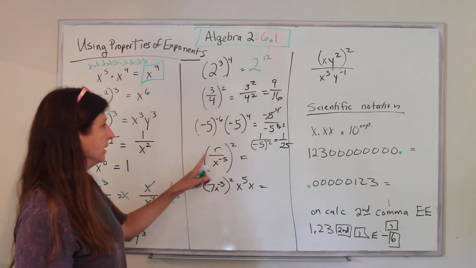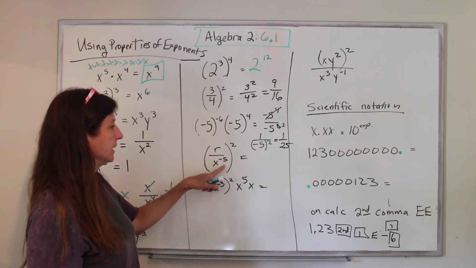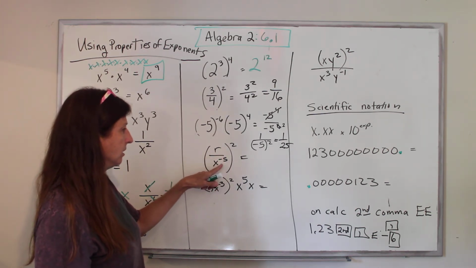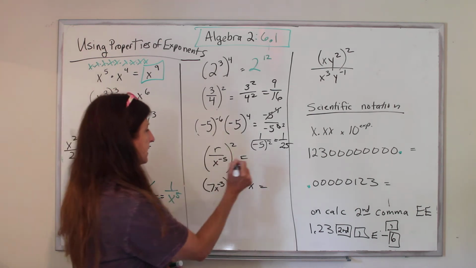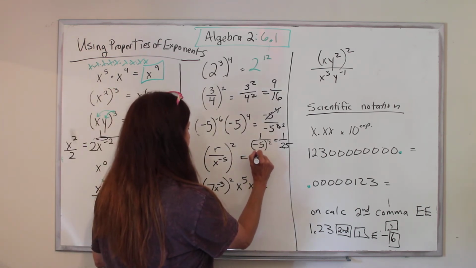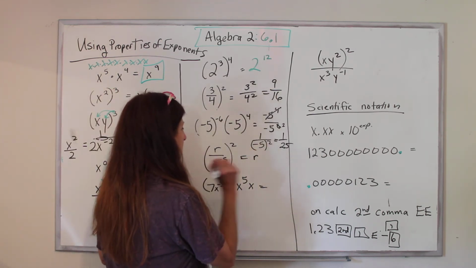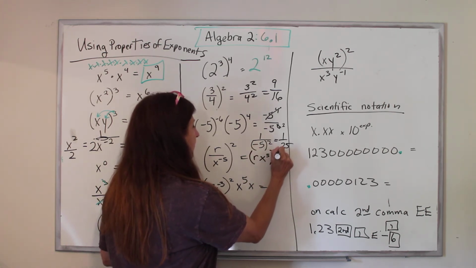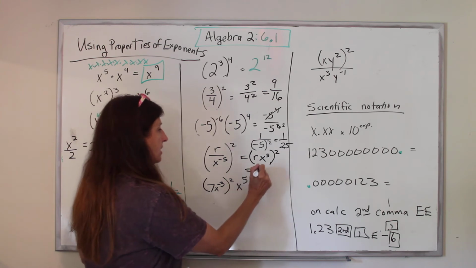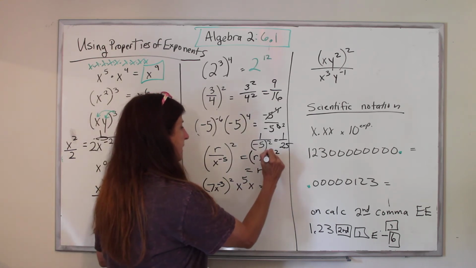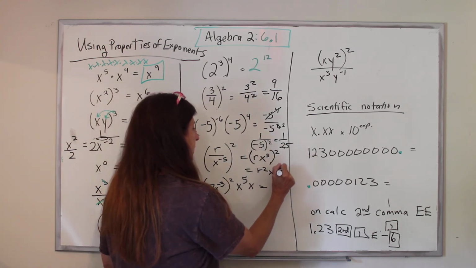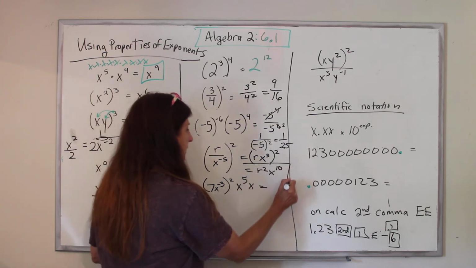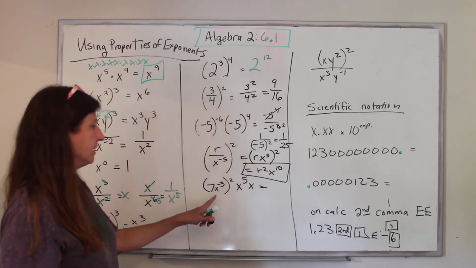Okay, how about this one? Well, I'm going to get rid of the negative, the portal gun, first. So first thing I'm going to do is I'm going to have r still in the numerator, x comes up to the 5th power, and all of this is to the 2nd power. So it's r squared x to the 5th times 2 to the 10th. Okay, do you see how to do them? They're not terrible, are they?